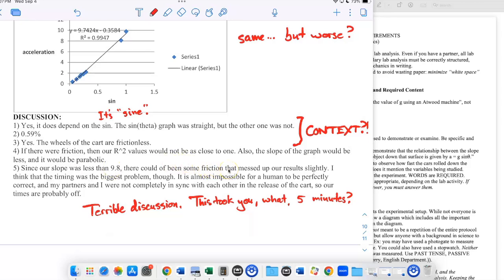Mentions friction, okay. Messed up our results. What do you mean by messed up? Did it make your results too big? Too small? Unpredictably big or small? Just more uncertain, right? That's a lot more informative and interesting than just saying, yeah, it messed it up.